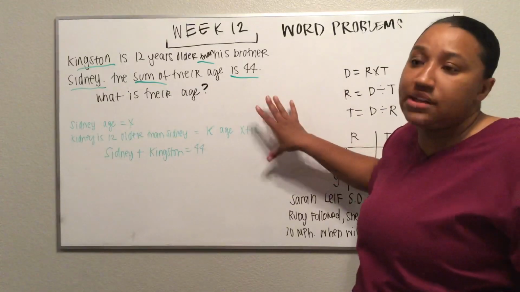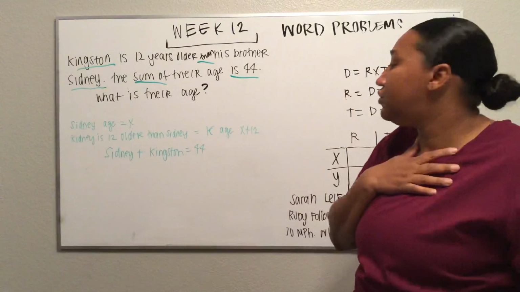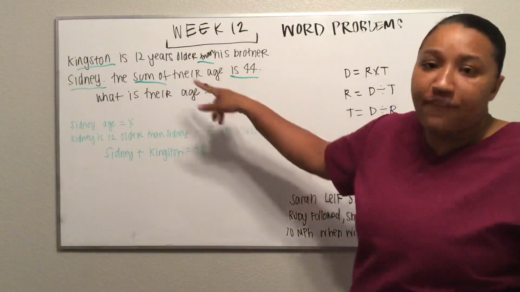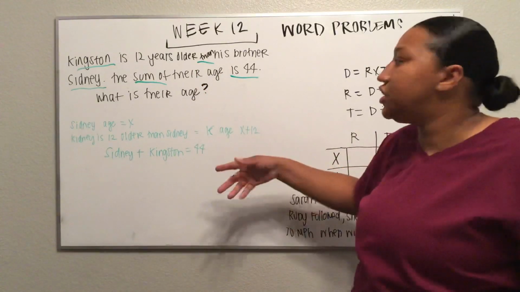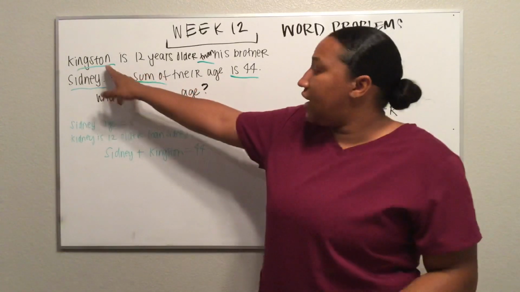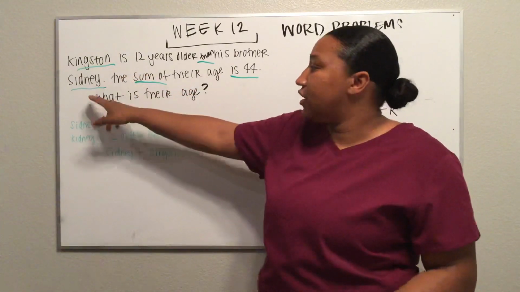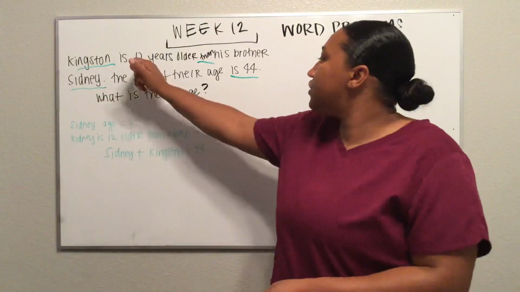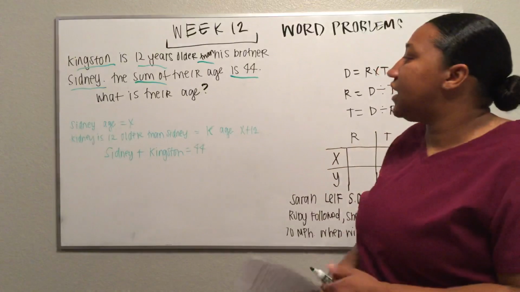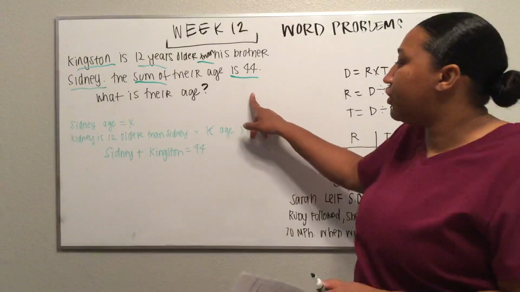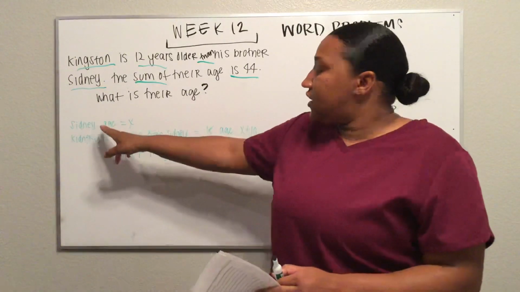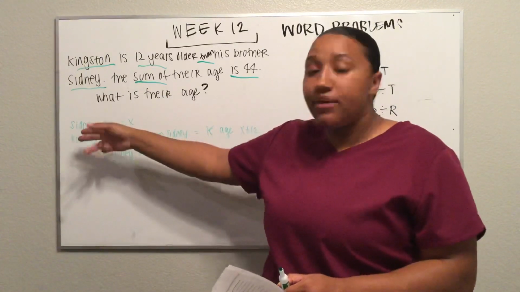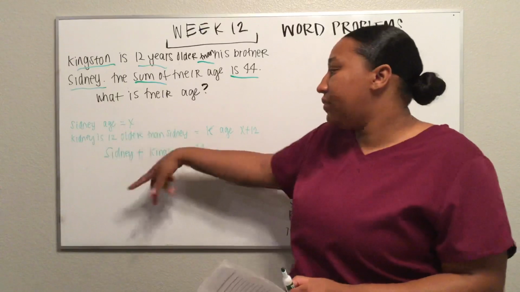This is the part that is most tricky for me when I'm trying to answer a word problem, because all I have is two numbers here, but there are things that have to be translated into math or an equation. So Kingston is one unknown, and so is Sydney. I know that Kingston is 12 years older than his brother, and the sum of their ages is 44. So Sydney is going to be the youngest of the two, so what I would do is put Sydney's age as x.